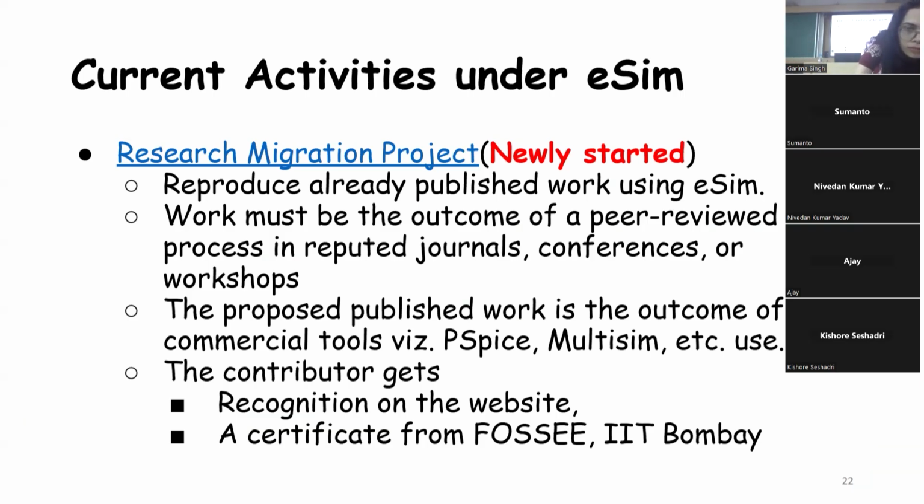Then the research migration project: as I said, one can take up a paper, and people will get guidance, some synopsis, some other tool. There are numerous papers available on the IEEE platform. They can try out the circuits using eSim and propose it on a portal. They can even write a paper and submit it to IEEE, so it will be an advantage. You need to take things from reputed journals and submit them. This is a newly started activity, and around 150 submissions are there currently.